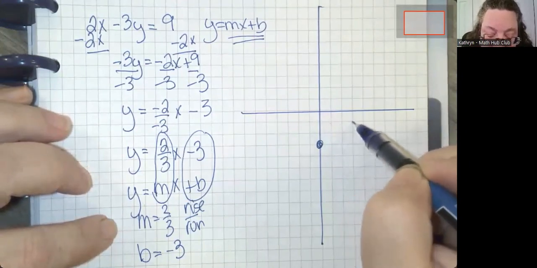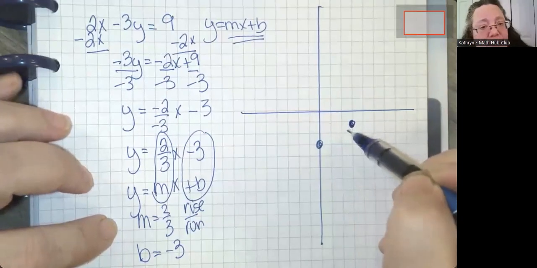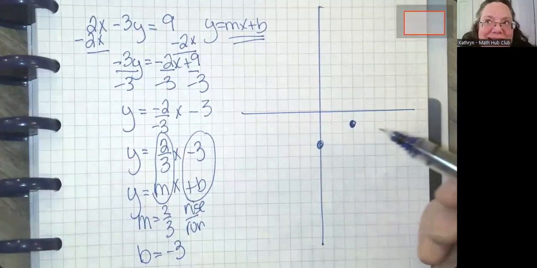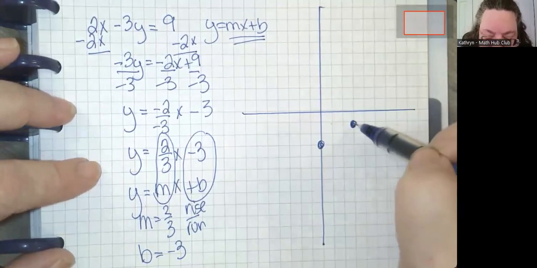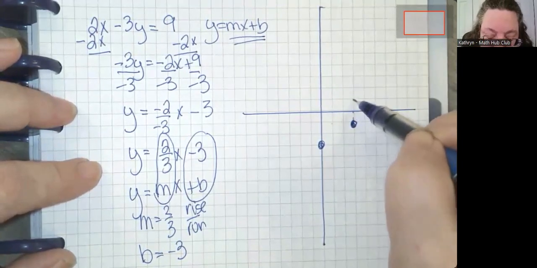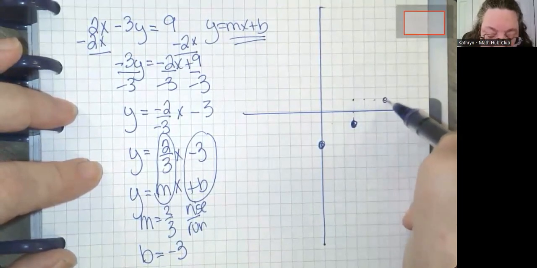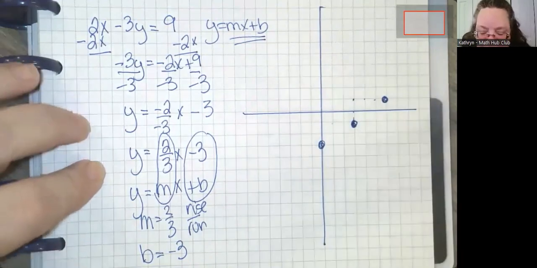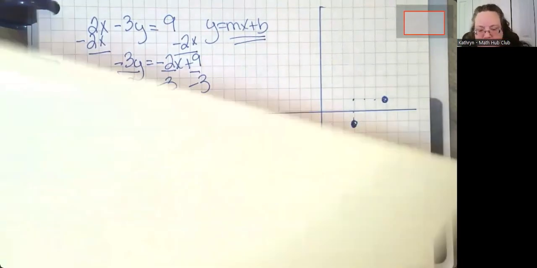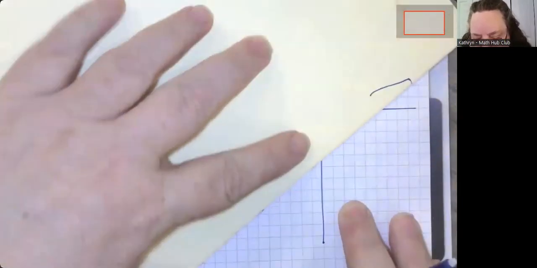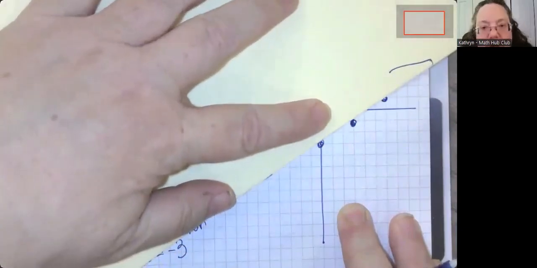1, 2, 3. Now, like I said before, you only need 2 points for a line, but this is kind of fun, right? Let's do it again. We're going to go up 2 and over 3. 1, 2, 3. Cool. Let's get our straight edge here. We're going to draw the line.